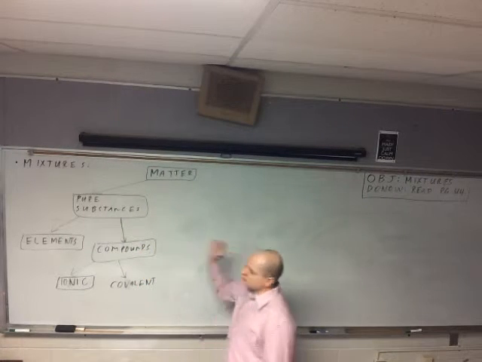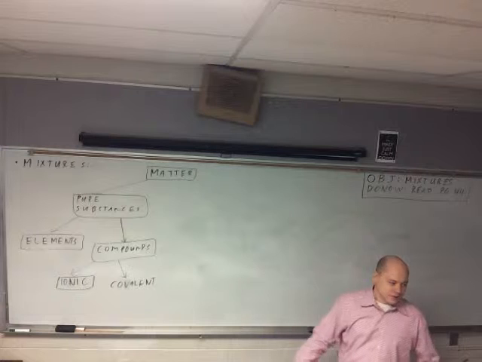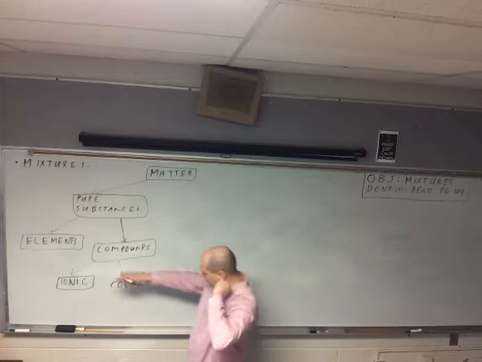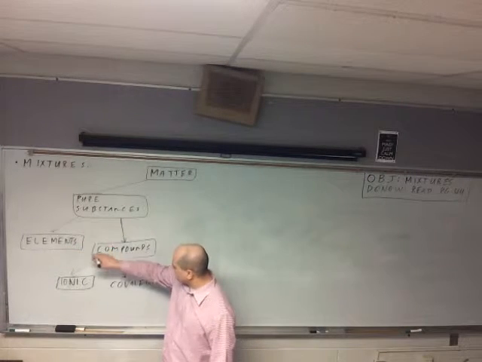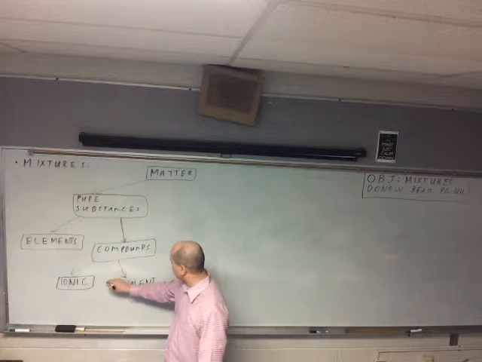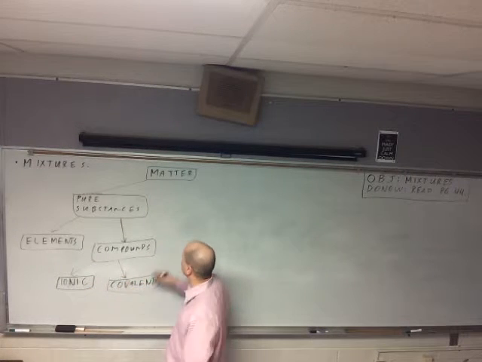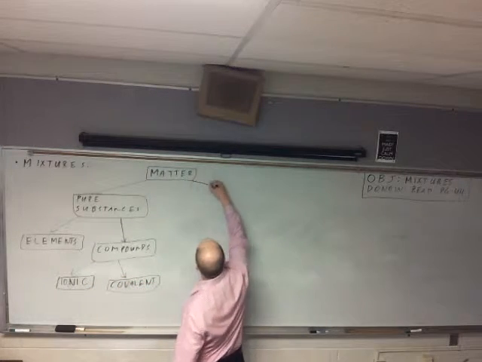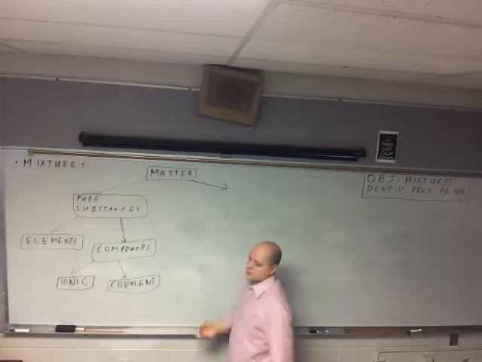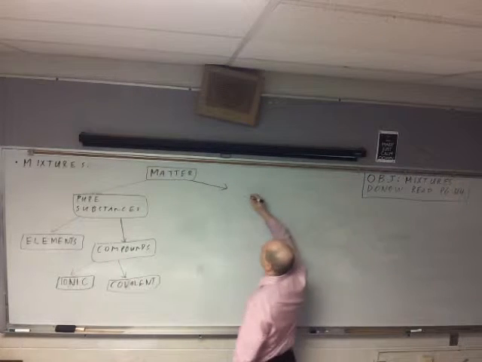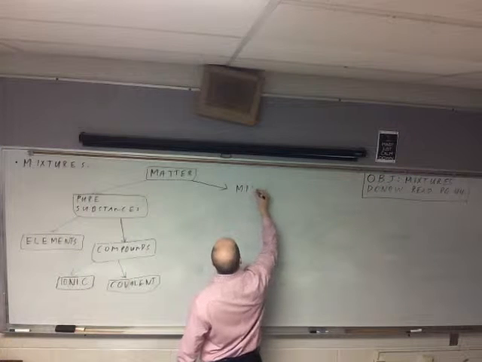And all this stuff on the left side of this chart, we've already studied, right? Chapter 3, we did the periodic table, and that was all the elements. Chapter 4, we talked about ionic and covalent compounds. So we're done with all that. So now we're going to talk about substances that are not pure. And so you might guess if it's not pure, that means it's a mixture. It's made up of more than one thing.